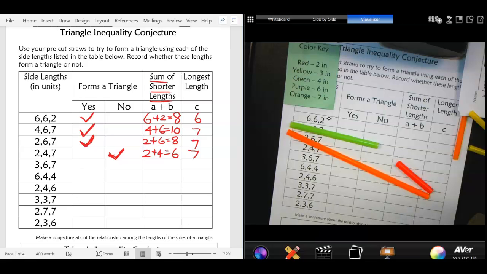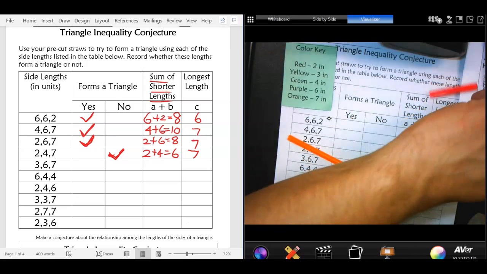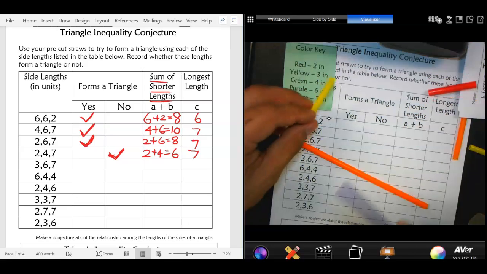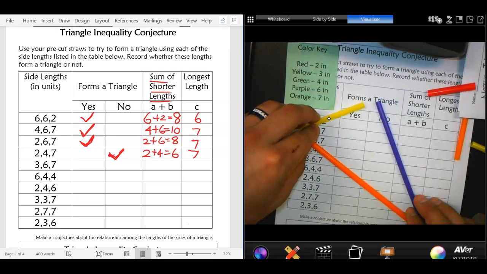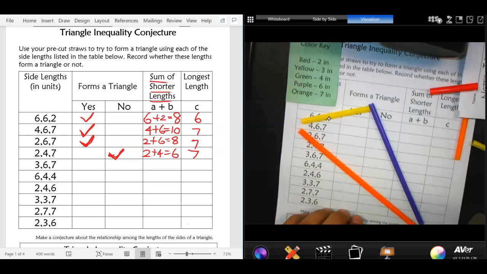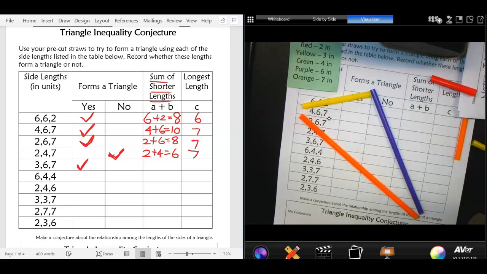Okay, 3, 6, and 7 is going to be yellow, purple, orange. Can it make a triangle? Let's find out. Yellow, purple, orange. There you go. It does. Okay. Let's go ahead and put yes. The two smaller numbers are 3 and 6, which gives me 9. Okay. 7 is the longer side.